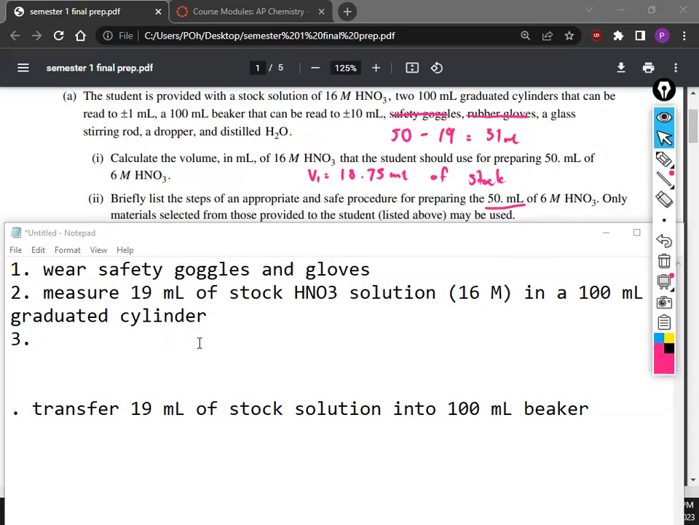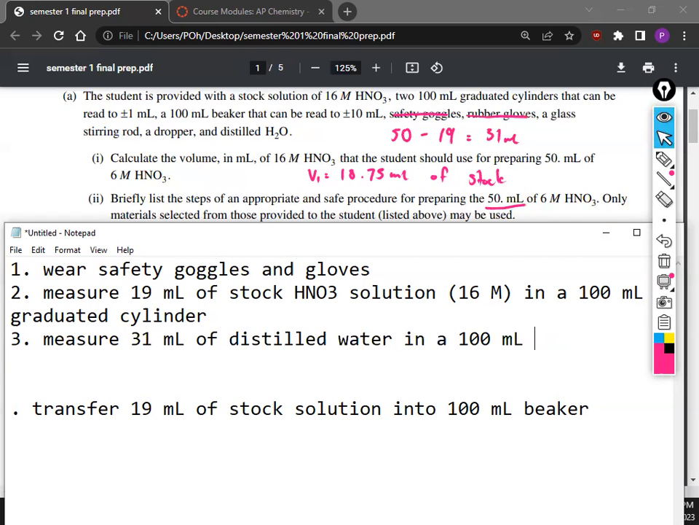Okay, so what we're going to do now is the same thing in the other graduated cylinder. We're going to measure 31 milliliters of distilled water in a 100 milliliter graduated cylinder. And I'm going to write GC. For our notes, you can write GC, but on the test, please write graduated cylinder so there's no confusion. If it's confusing to you, just write out the whole thing.